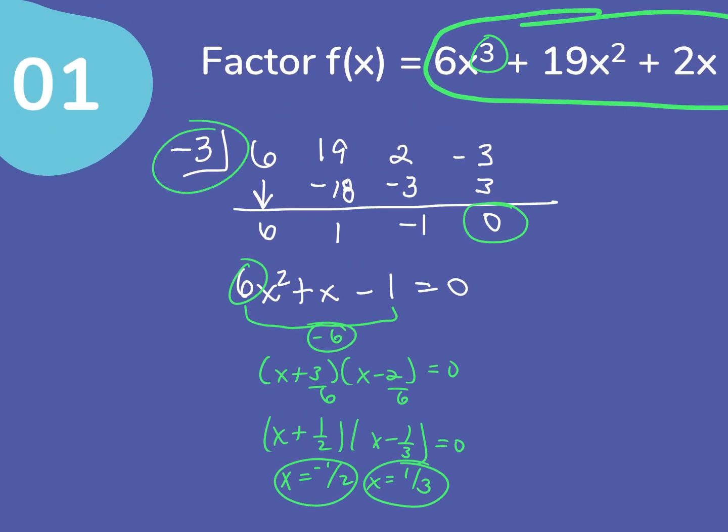So how many answers do I have for this problem? 3. How many did I know from the beginning I was going to have? 3. How come? Because your highest exponent is a 3. Okay? When we use our synthetic division, guys, and your remainder is 0, you have discovered a factor. Don't forget about that. Yes, we came down here and solved and found 2 more answers, but you cannot forget that, oh, wait. When I use synthetic division, my remainder was 0, then that is a factor.